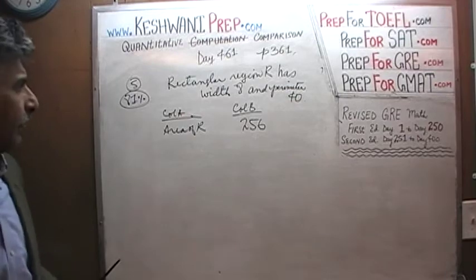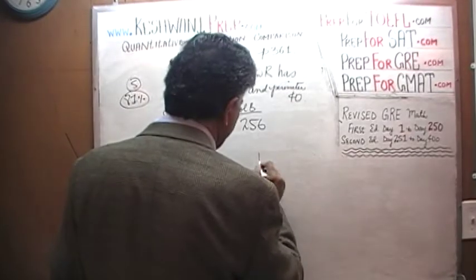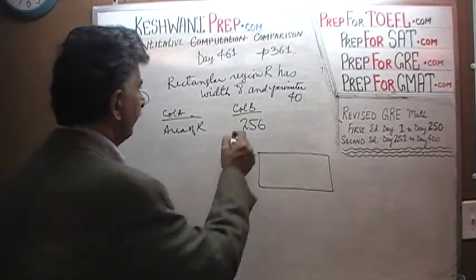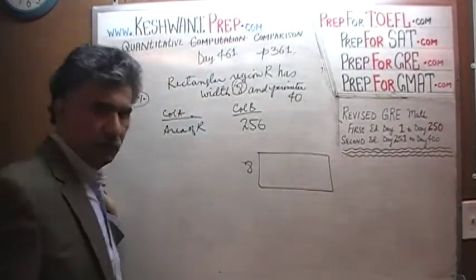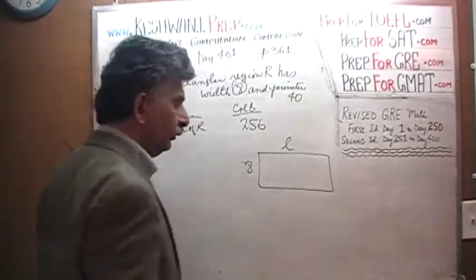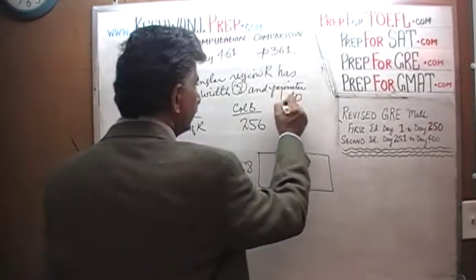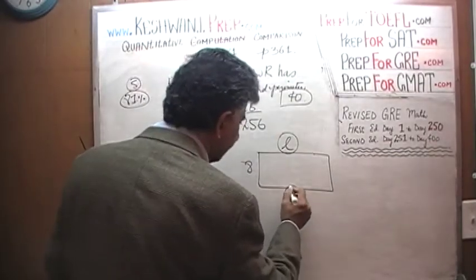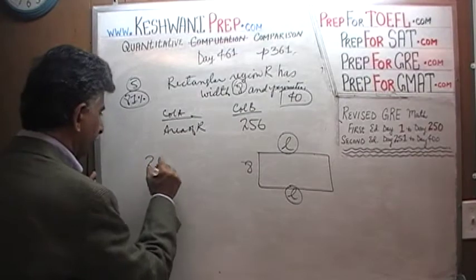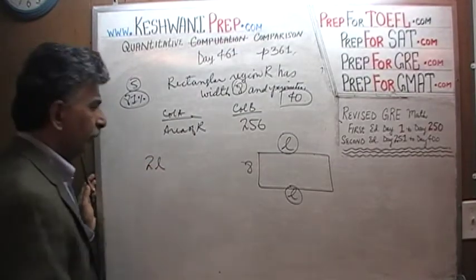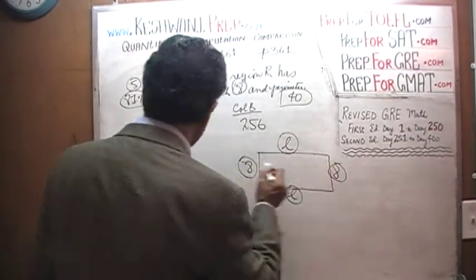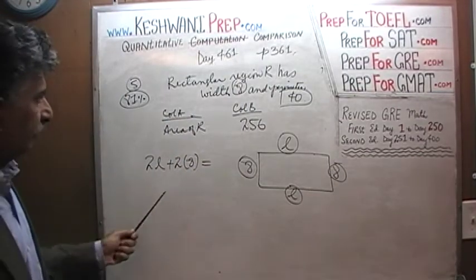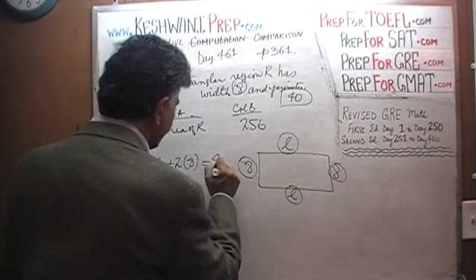Well, let's see what we can do. We have a rectangle here. What do we know about this rectangle? We know that it has a width of 8, so let's put down the width of 8. But we do not know the length. But we do know that the perimeter is 40, which means this length plus this length, so that's 2 times L, plus 2 times 8. That's the perimeter, isn't it? And that perimeter, we are told, is 40.